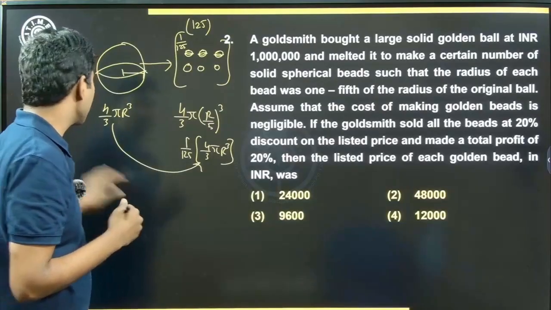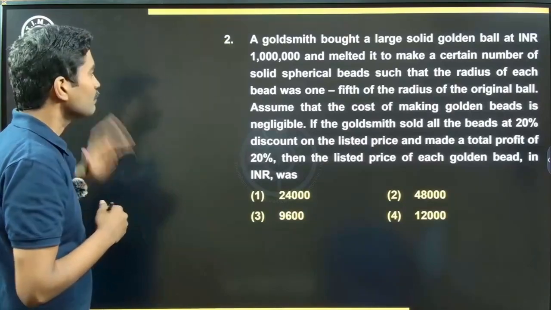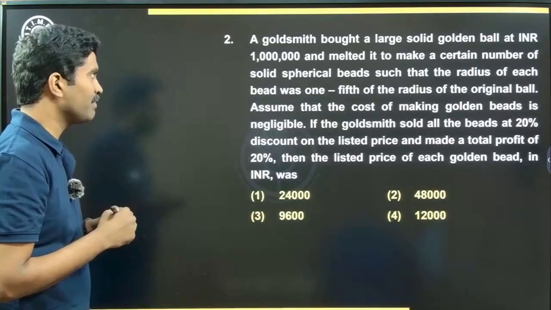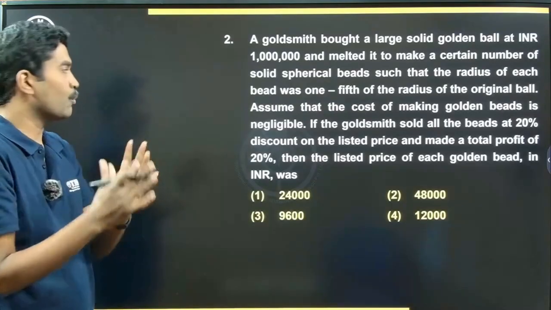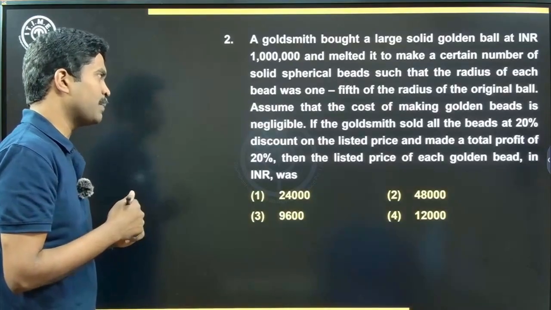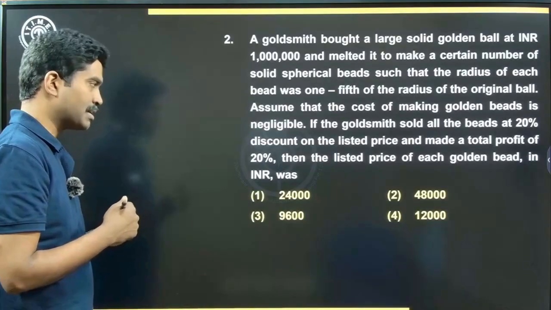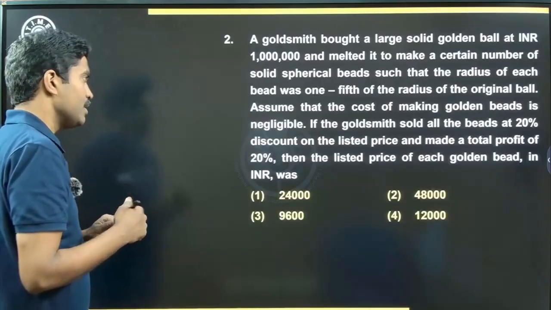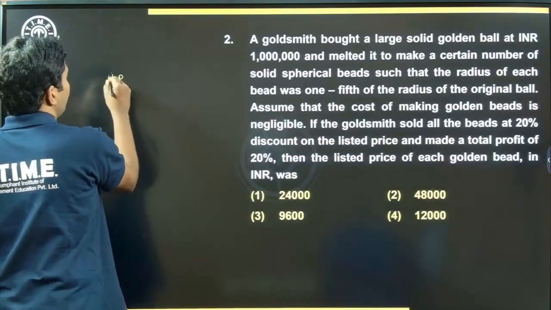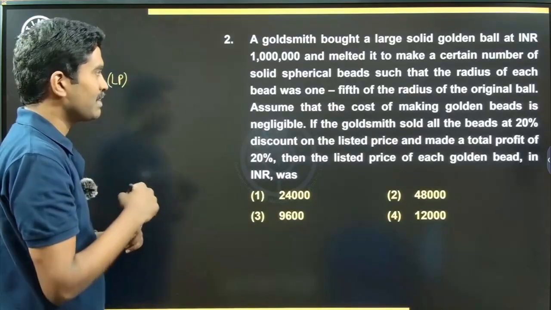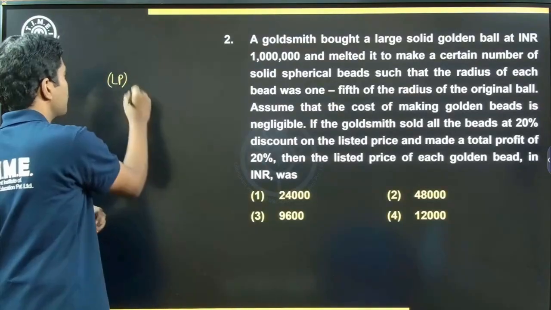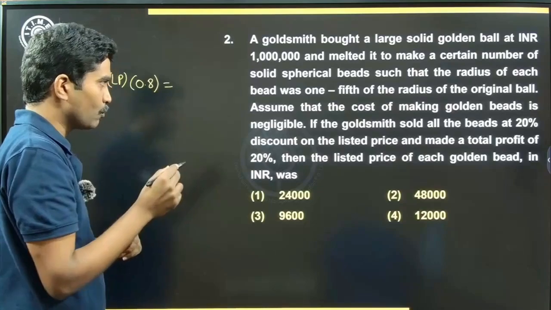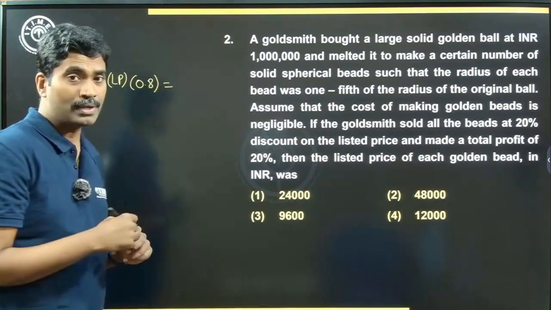That's the plan, right? Now, assume that the cost of making golden beads is negligible. That cost is negligible, okay? We are buying one big ball and then we are making it into small beads and we are selling them. If the goldsmith sold all the beads at 20% discount on the listed price, and still made a profit of 20%. All right. So let's say the list price or market price is LP, right? He's giving a discount of how much? 20%, which means he'll be selling at 80% of the listed price. And by doing so, he's still able to make a total profit of 20%.